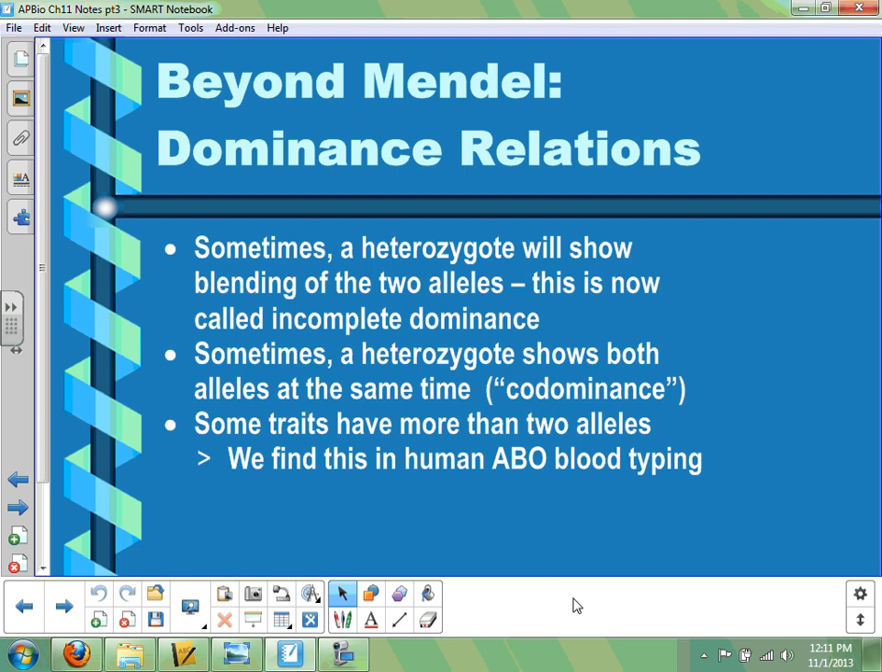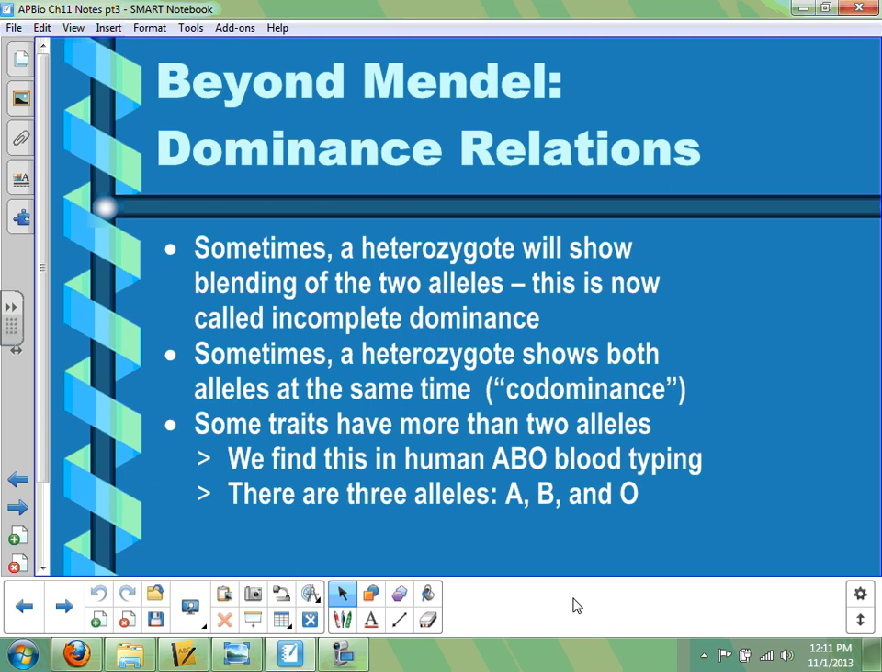This is caused by having more than 2 alleles for this particular trait. So another way of saying that is the gene for your blood type has more than 2 different possibilities that can exist there in that locus on the chromosome. Now the 3 alleles actually are what those 3 letters are. We're going to talk more about blood typing when we get to our immune systems later on this year, because that's actually when blood typing ends up being important.